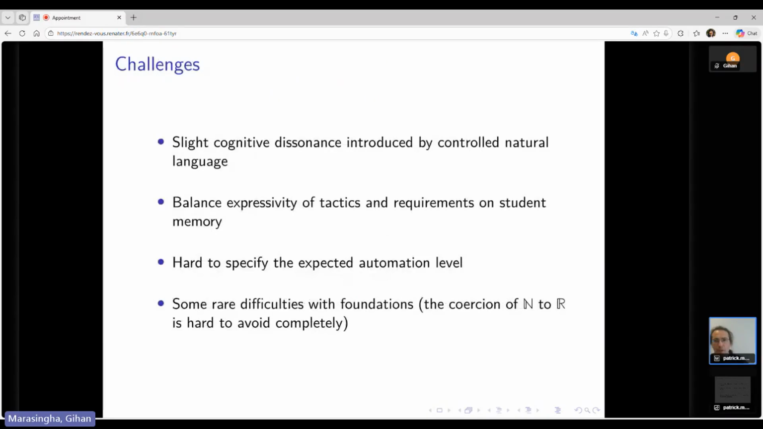Okay, so there are still challenges. There is still a slight cognitive dissonance introduced by controlled natural language. What I mean by this is, when you look at the code, it looks free-form, but it's not at all free-form. If you miss one letter from one of those words, there is a syntax error. Sometimes at the very beginning, students want to just write sentences in whatever free form, but it's very rare, and they understand very quickly.